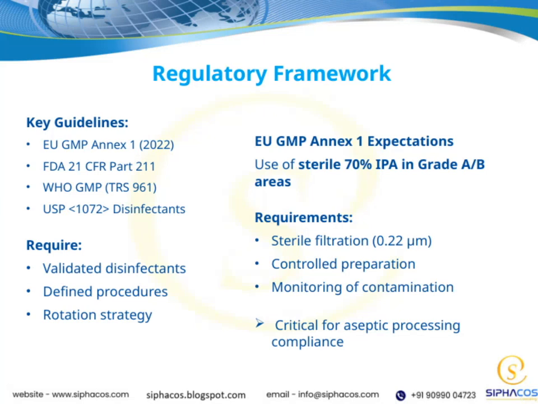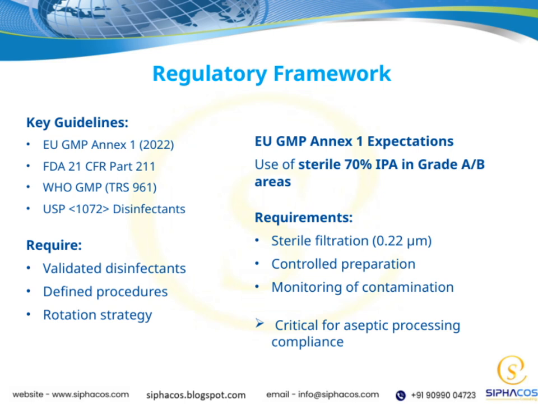On this slide, we're focusing on the expectations outlined in EU GMP Annex 1. One key point is the use of sterile 70% IPA in grade A and B areas. This is essential for maintaining a sterile environment.